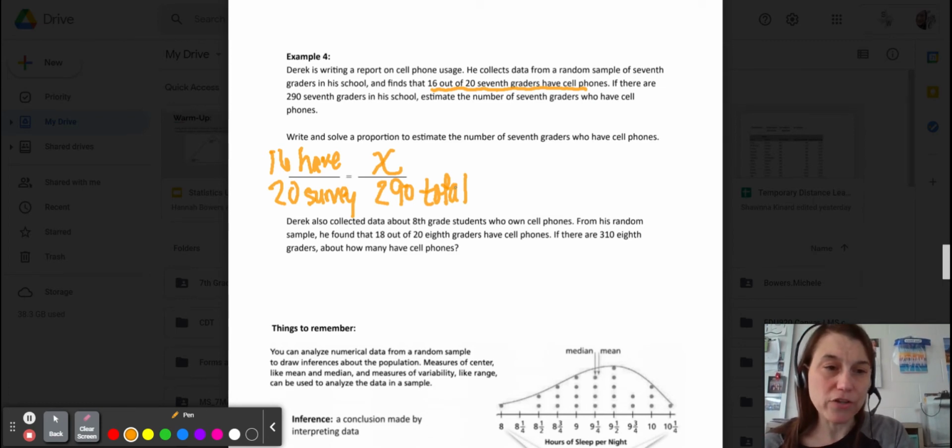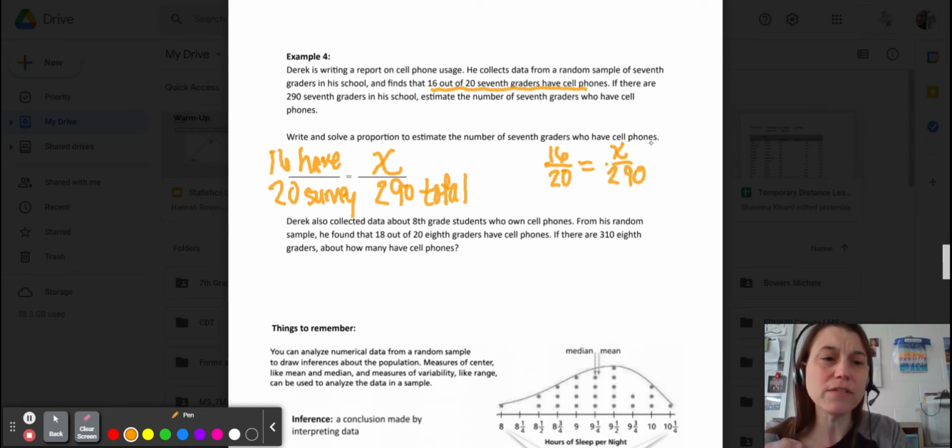So this is an equal ratio, or a proportion. You learned how to solve proportions earlier in the year, and there are several different strategies. I'm going to use the equation solving method. First, I'm going to rewrite this equation without words in it. I just used the words to set it up correctly, so I know I have the numbers in the right place. So I have 16 divided by 20 equals x over 290.